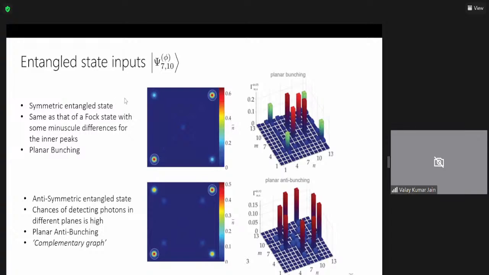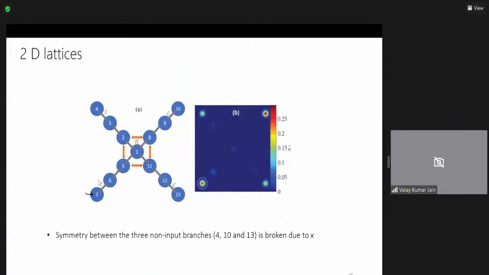Suppose now I insert 2 photons in 7 and 10, across this and this waveguide. And what I see is that when I do a symmetric entangled state input, when I entangle 2 photons and the wave function is symmetric and I input those photons, there is bunching, but there is planar bunching now. So in this system, assume that this is one plane and this is the plane which is orthogonal to the other plane.